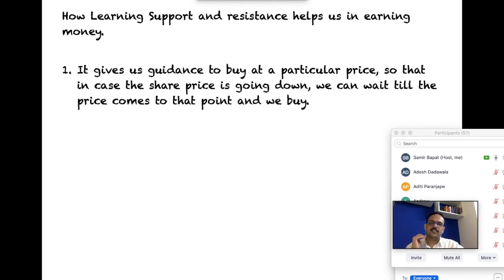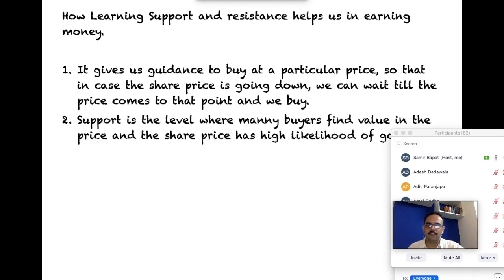Typically, when the support is there, it gives us guidance to buy at a particular price, so that in case the price is going down, if we know the support levels, we will not have the temptation to buy earlier. We can patiently wait till the price comes to that point, and when we find that others are also buying at that level, we can also jump on the wagon, or we can take a chance and jump in earlier. So support and resistance gives us good guidance on where to buy. There are particular levels at which we buy, and we will not buy anywhere in between.